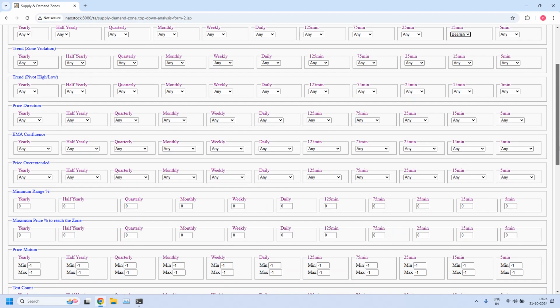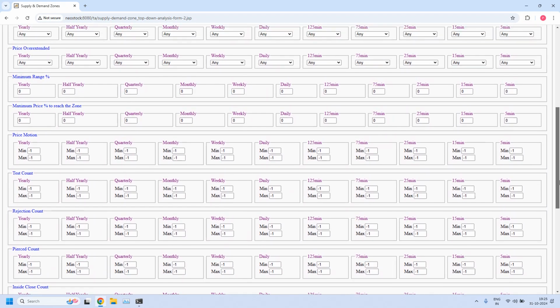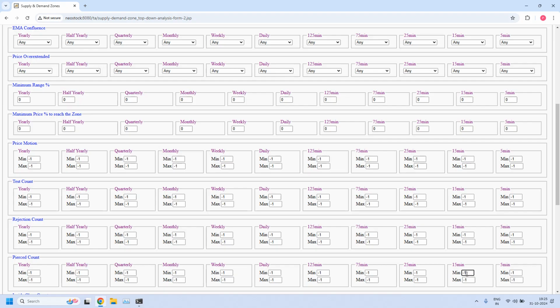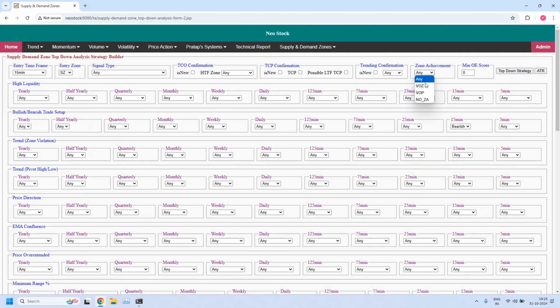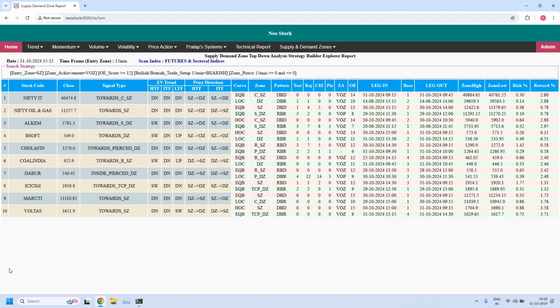The 15 minute supply zone should not be pierced. So in the pierced count at 15 minutes time frame, I am setting minimum value 0, maximum value 0, zone achievement violated opposing zone, minimum order enhancer score 12. All the 3 filters are applied to 15 minute supply zone. Now we got 10 stocks. And all these 10 stocks are currently supporting bearish trade setup for daily income trade.